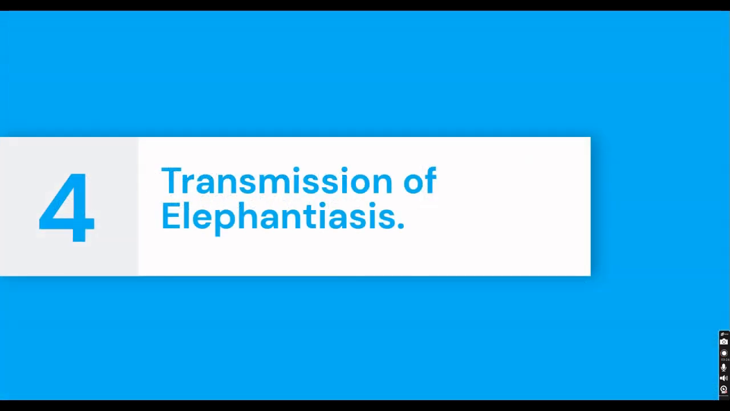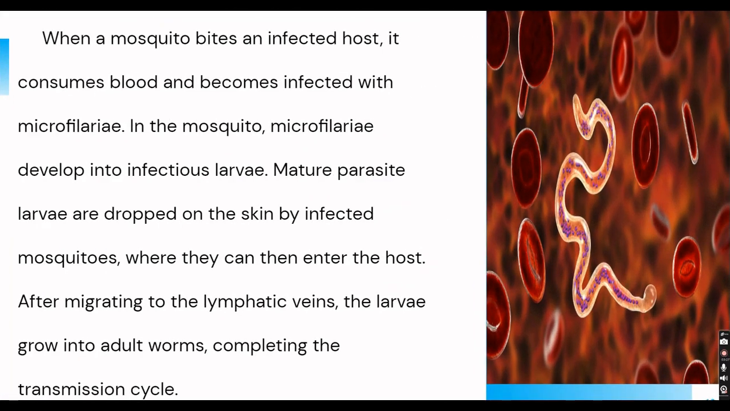Adult worms that nest in lymphatic channels interfere with the normal operation of the lymphatic system. These worms create millions of immature microfilariae which circulate in the blood over the course of approximately 6 to 8 years. When a mosquito bites an infected host, it consumes the blood and becomes infected with microfilariae. In the mosquito, microfilariae develop into infectious larvae.